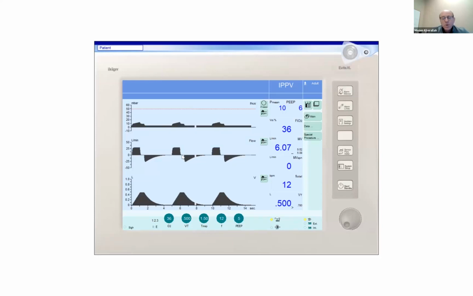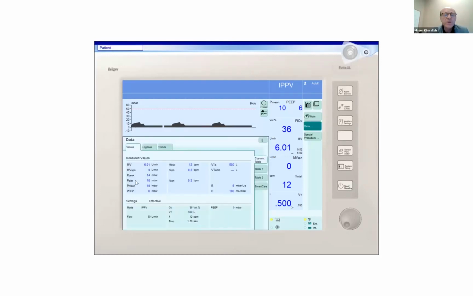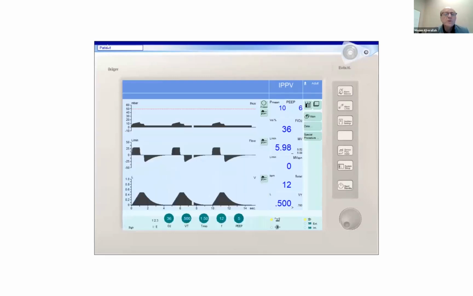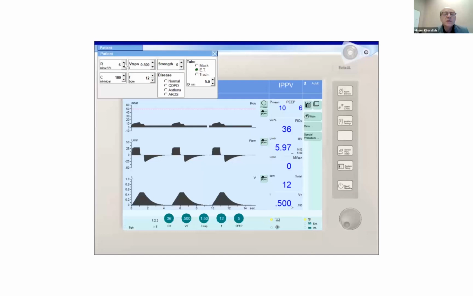Okay, so let's try to change those variables that we talked about. The first thing, I'm going to increase the resistance. And you can notice the pressure right now: we have a peak pressure of 14 and plateau pressure of 10. So I'm going to increase the resistance, and I'm going to do it after the first breath here.